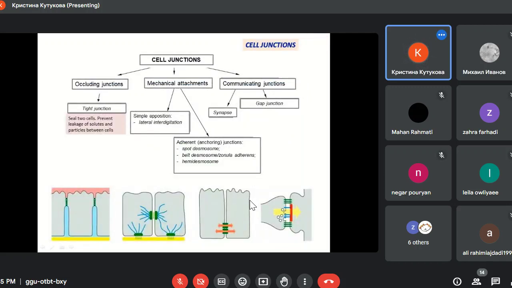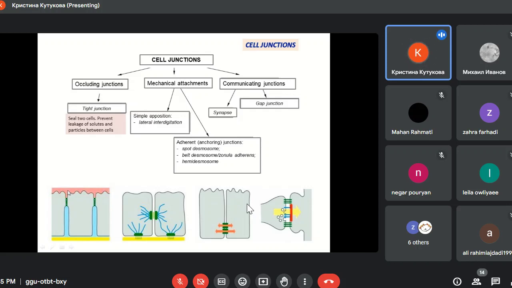Here in this diagram you can see the classification of these junctions according to their function. So first, occluding junctions. They are tight junctions, shown here. So they are first when we go from top to bottom between the cells. Tight junctions seal two cells together and prevent leakage of solids and particles between the cells.